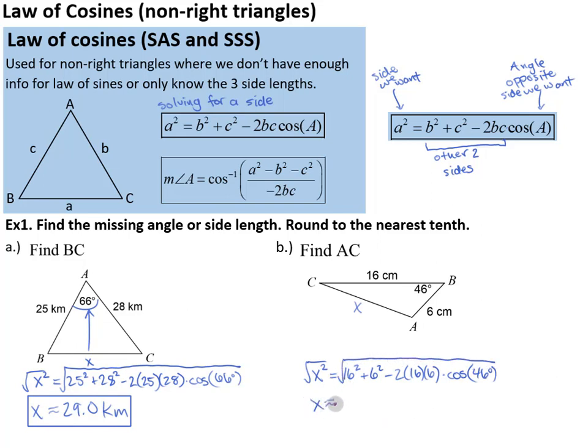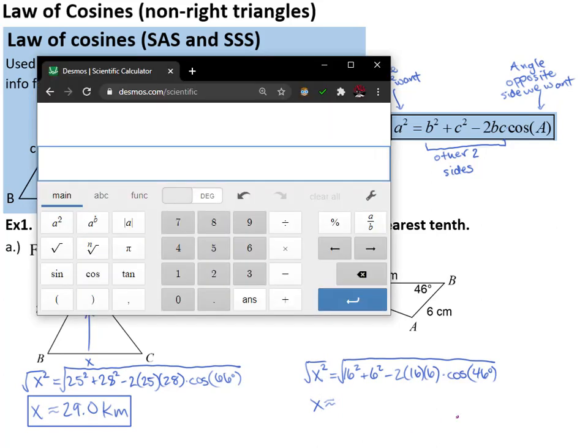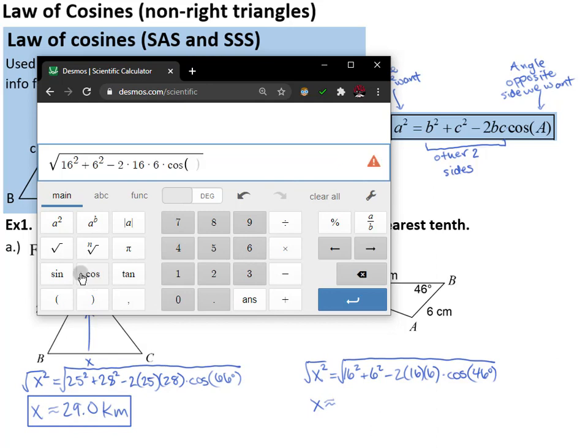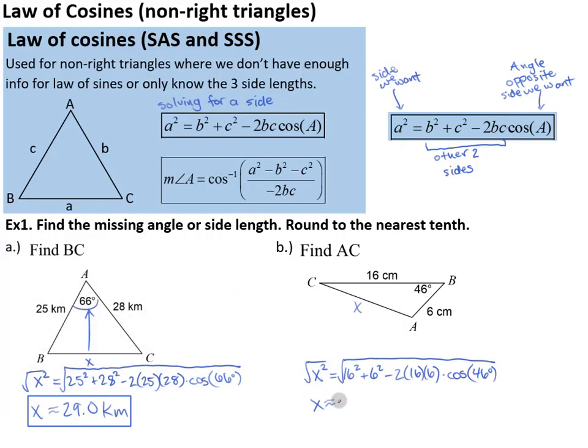And now we need to go to our calculator. Okay, so once again, we're going to start with the square root. We need 16 squared plus 6 squared minus 2 times, this time I'm just going to hit times, 16 times 6 times the cosine, 46 degrees. And again, make sure it says degree on your calculator. And it looks like our missing length, if we're going to 1 decimal place, so we look one more unit out, and that 9 does mean we need to round up. So about 12.6 centimeters.